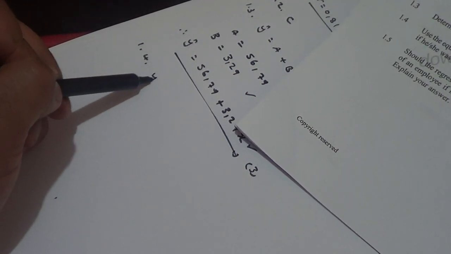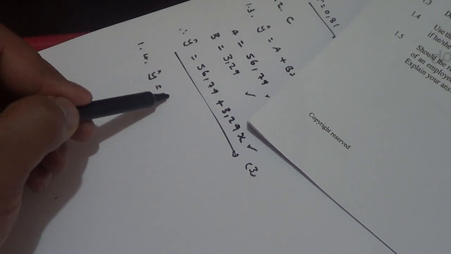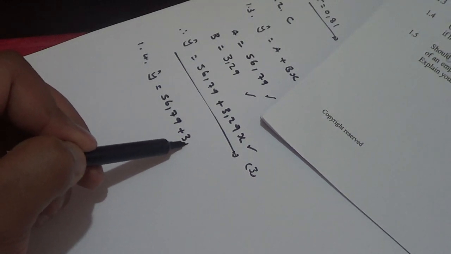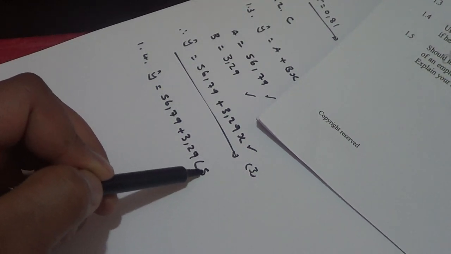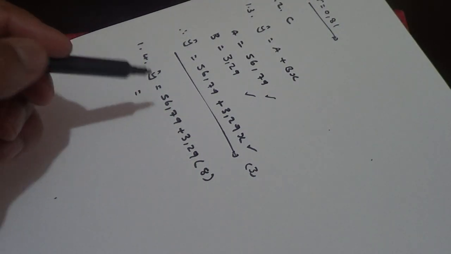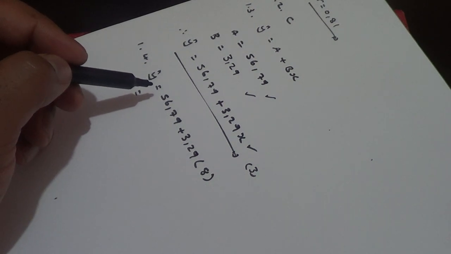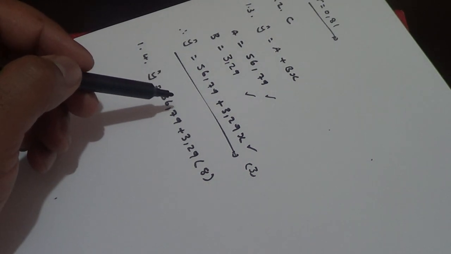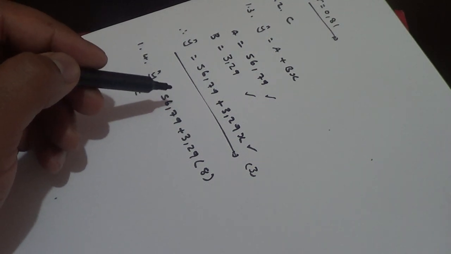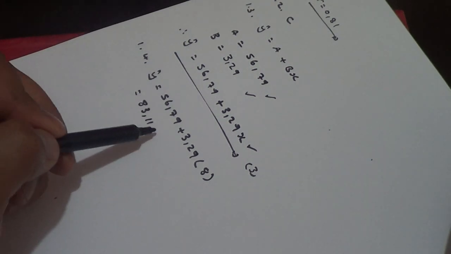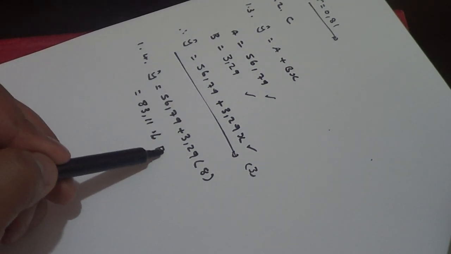So the answer is y bar is going to be 56.79 plus 3.29 into 8. But remember, this is percentage productivity. So we have 56.79 plus 3.29 into 8. So the fancy calculators do this thing. They make it too simple. So this is percentage productivity.